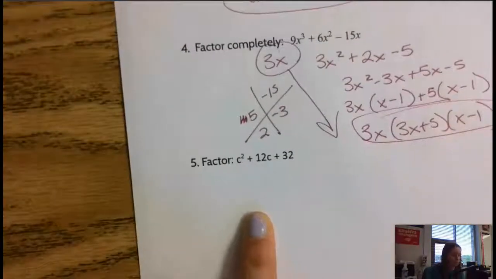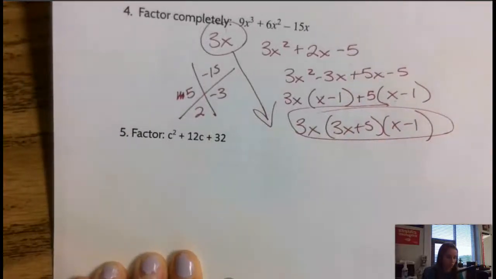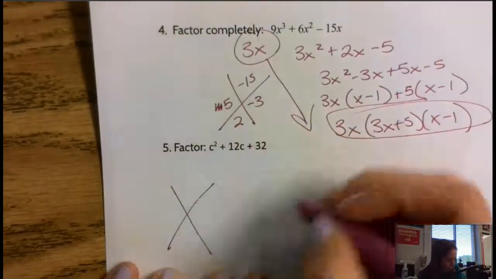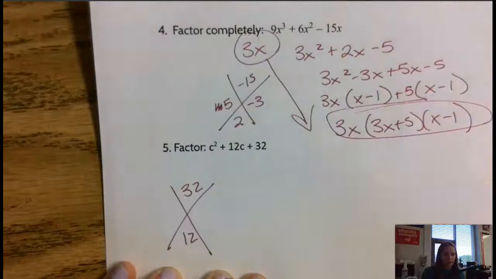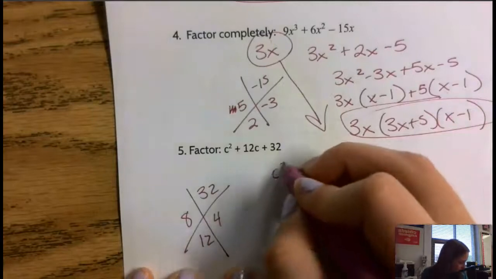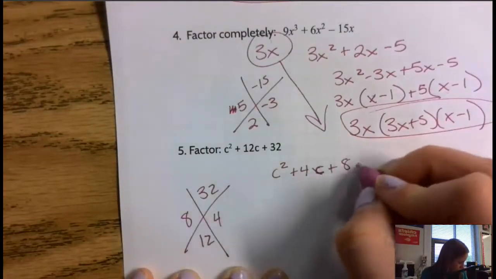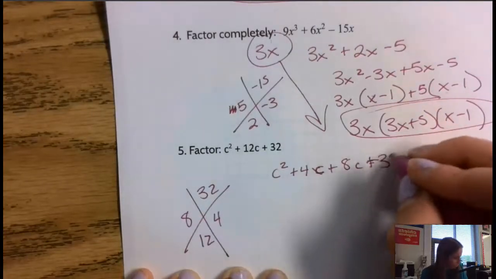Alright, now this one right here, same thing. You're going to use the AC method. So I want you to pause and try it on your own, and then I'm going to do it. Okay, now here we go. AC method, 32 and 12. List off the factors, and you end up with 8 and 4. That will work. So we'd rewrite this as c squared plus 4c plus 8c, not equals, plus 32. My bad.